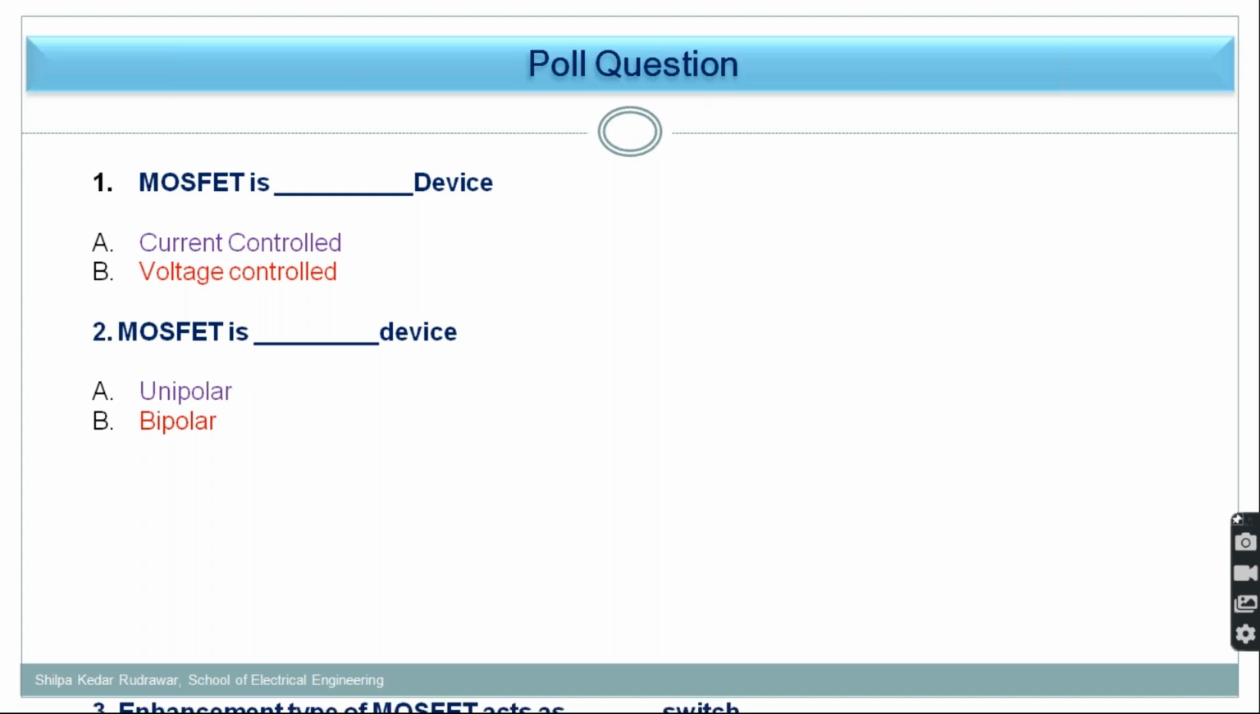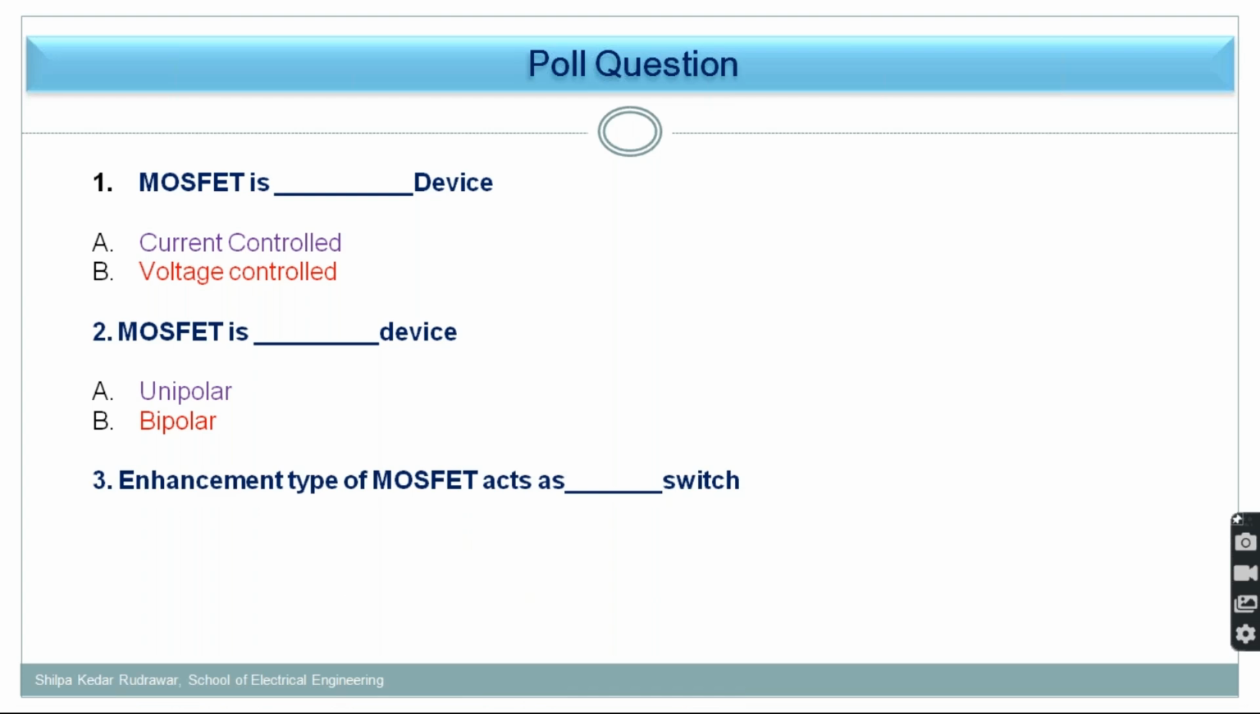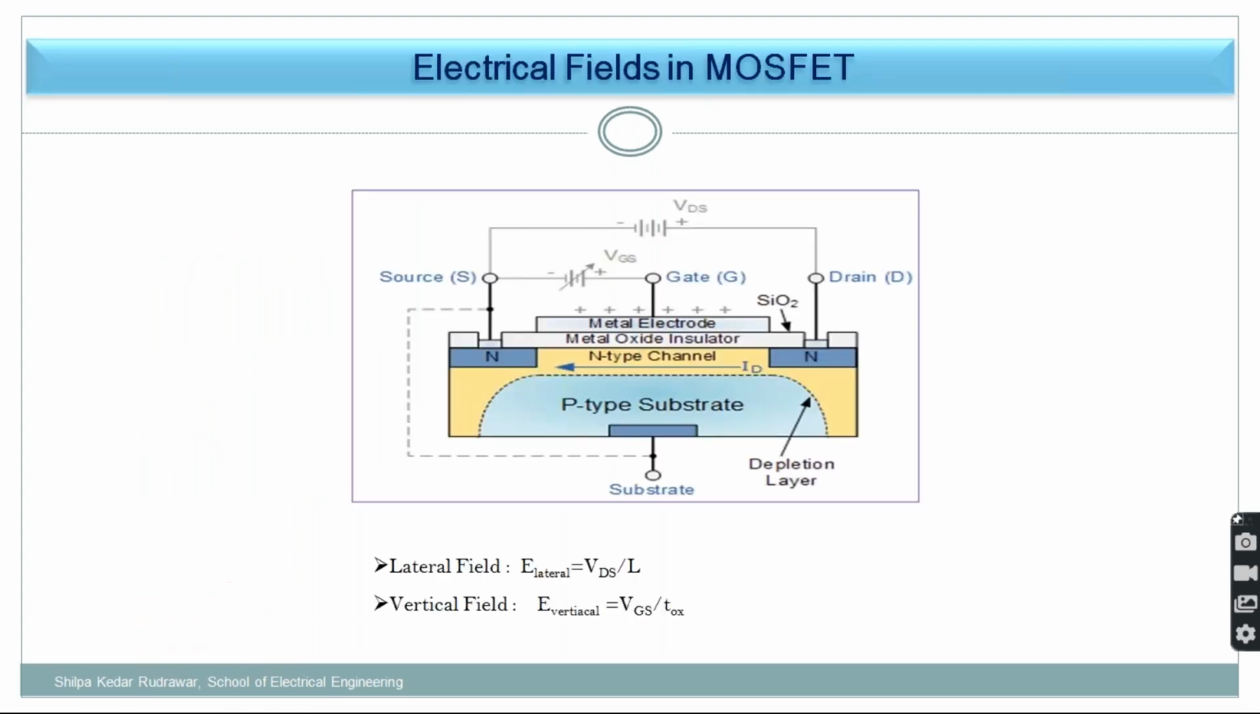Hope you are getting the things, and I'm going fast because we already covered that in the last lecture. The enhancement type of MOSFET acts like a normal switch. A normal switch is previously open. Whenever you press the button, the device turns on. So it is a normally open switch. This we have covered.